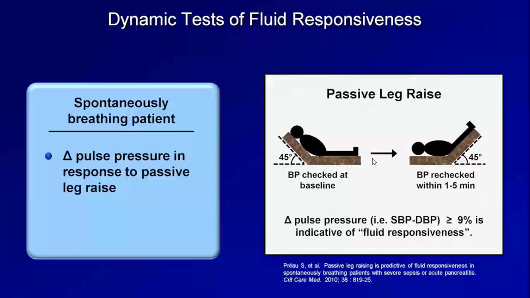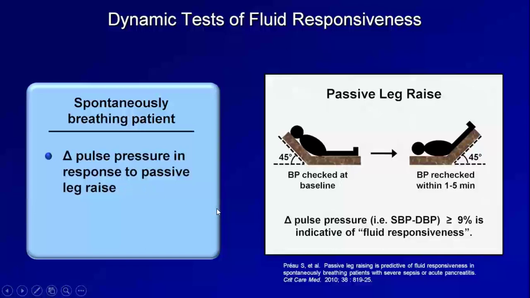Do we have certain tests to know if the patient is fluid responsive or not? Yes, we have specific tests for patients who are spontaneously breathing or patients under mechanical ventilation. I will describe to you the simplest of them. We have this one, the passive leg raise test. The passive leg raise test is the delta pulse pressure in response to passive leg raise.